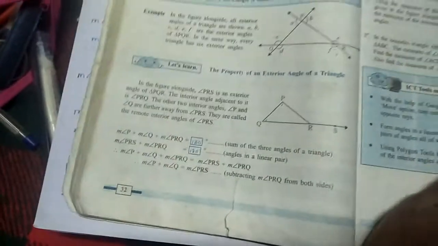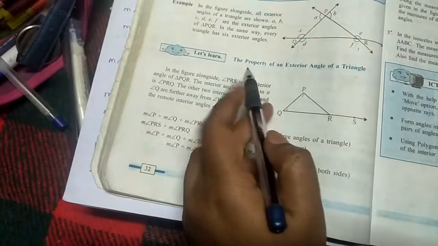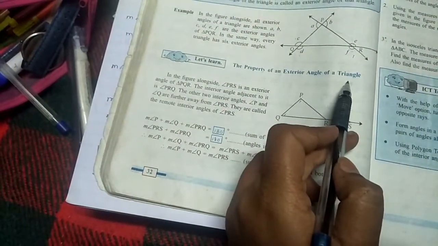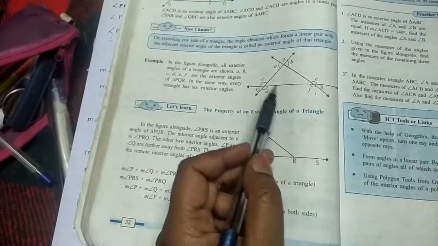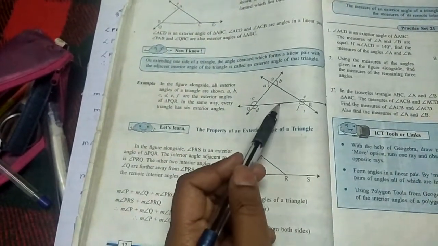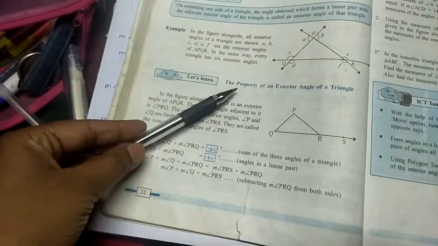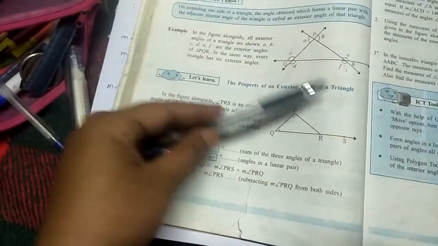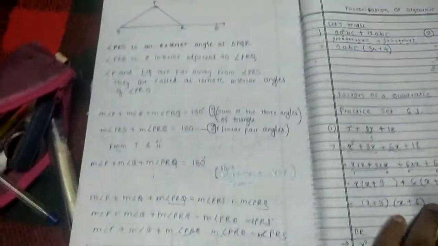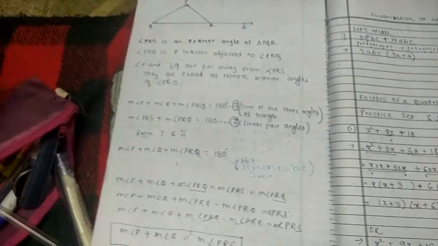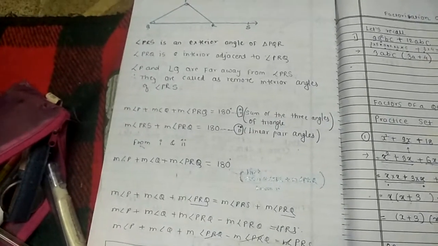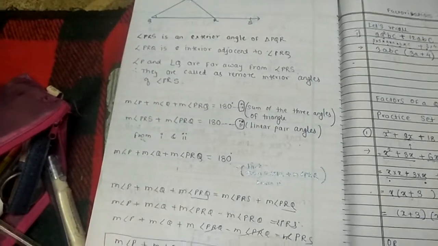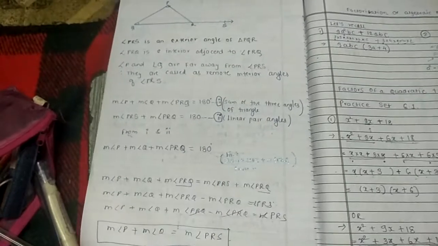Okay, so what is the property? Now we will see the property of an exterior angle of a triangle. How to identify the exterior angle, I explained to you in the last lecture. So today we are going to see the property of an exterior angle of a triangle. What is that property saying? I draw it here because in your textbook they give it in a very shortcut method, so that's why I explain it to you in detail.